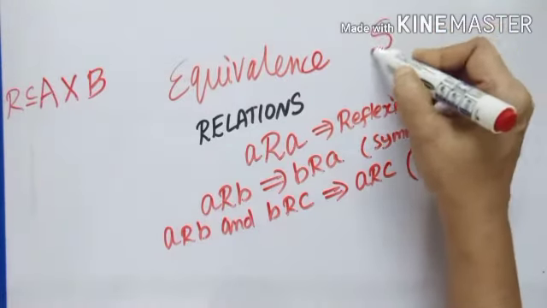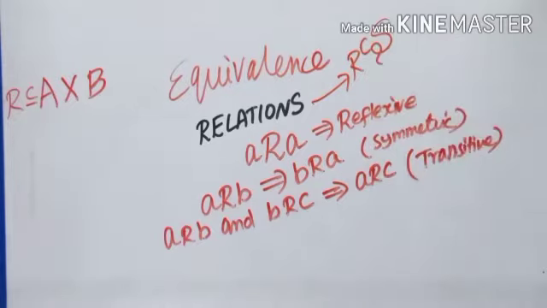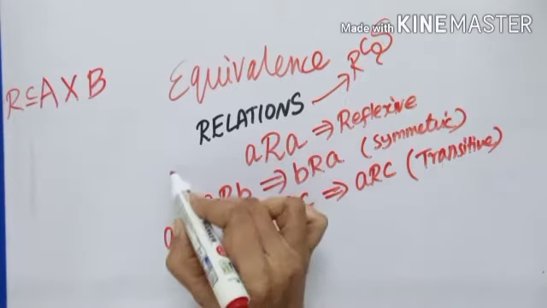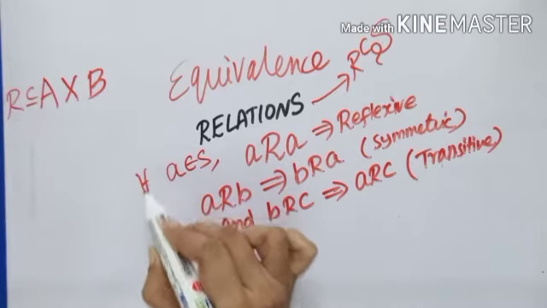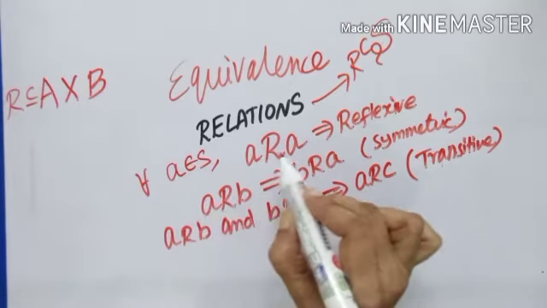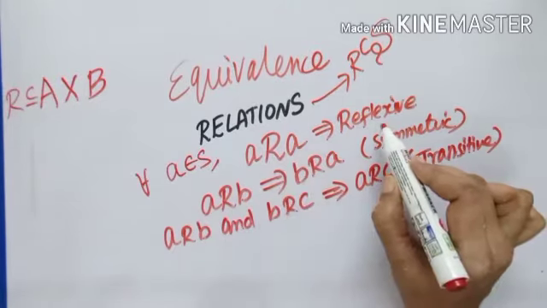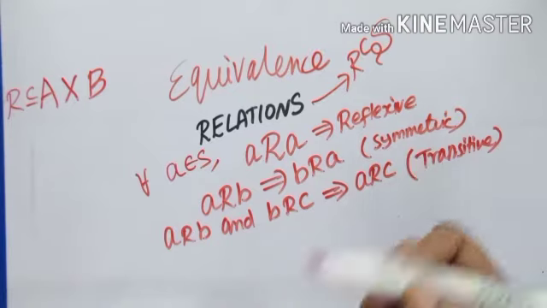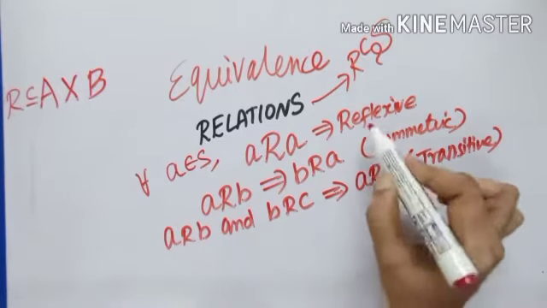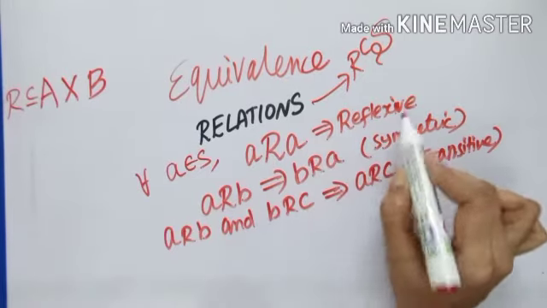Suppose I take a non-empty set S and R is a relation in S such that A is related to A for every A in S. This symbol we call "for every". For every A, A related to A comes correct. We call the relation reflexive. The word reflex means A to A itself. Stand near the mirror, you see your own self. So, reflecting. A related to A implies it is reflexive.